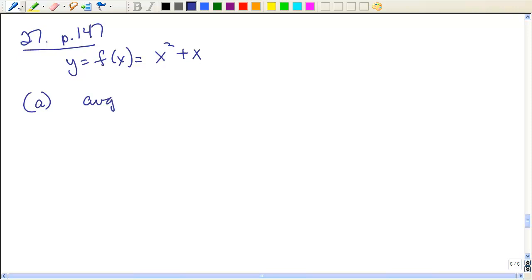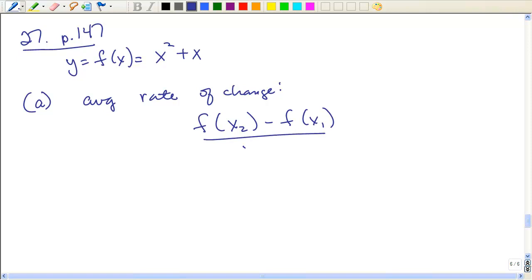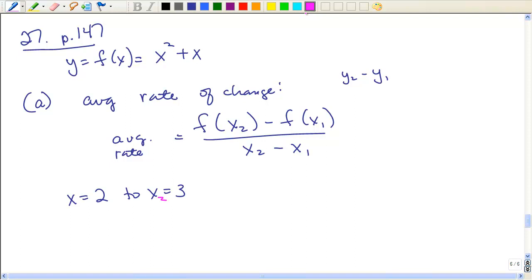It asks you to find the average rate of change. This would be the slope of a secant line, all right? And so the average rate of change really goes back to just the slope of a line. Now remember, that top part is the same as y2 minus y1, right? So this is the average rate of change. So part A on number 27 says to find that from the interval of x equals 2 to x equals 3. So I'm going to call this x2 and that x1.